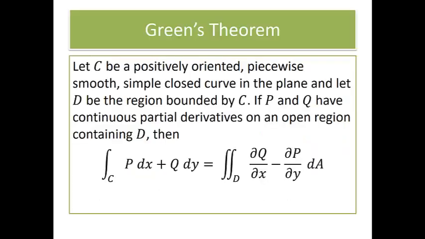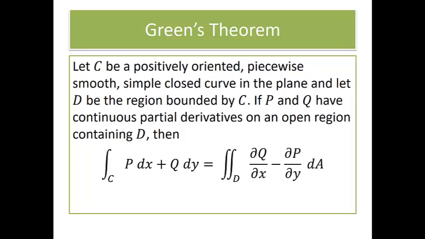All right, so here we go. Here's what Green's theorem says. Let C be a positively oriented, piecewise smooth, simple closed curve in the plane, and let D be the region bounded by C. If P and Q have continuous partial derivatives on an open region containing D, then the line integral around C of P dx plus Q dy is equal to the double integral over D of the partial derivative of Q with respect to x minus the partial derivative of P with respect to y.